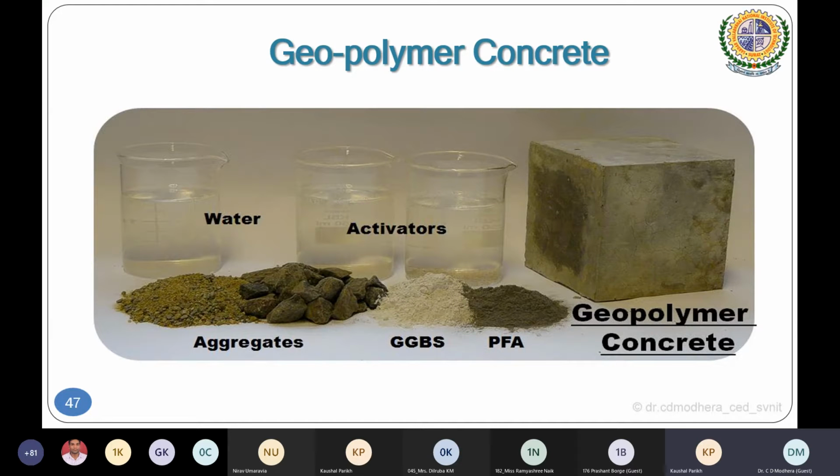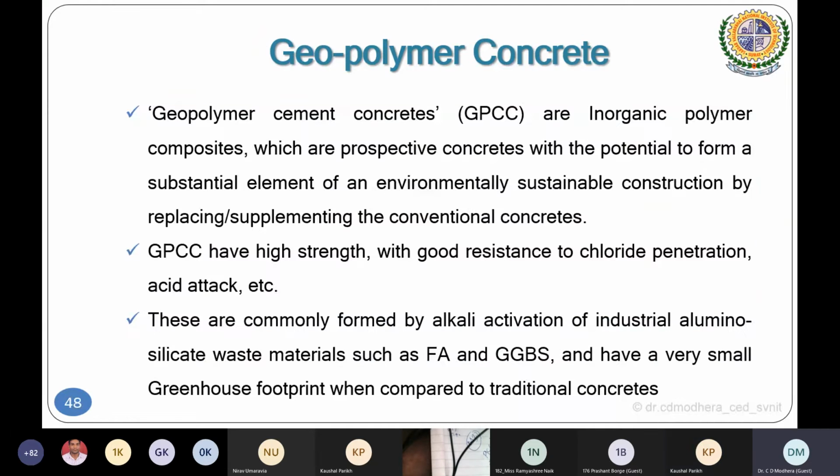Polymer we discussed in detail. Then, as far as geopolymer is concerned, visualize what main ingredients need to be considered. In fact, here cement is absent. Some kind of fly ash or GGBS we are using. Then aggregates. Water is there, activator is there, and you can also include water in a small amount whenever it is required.